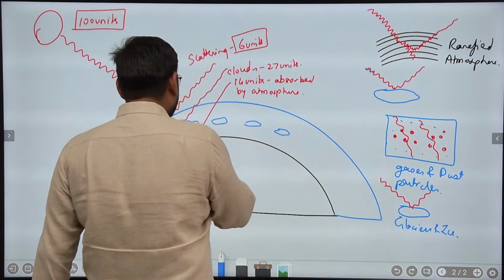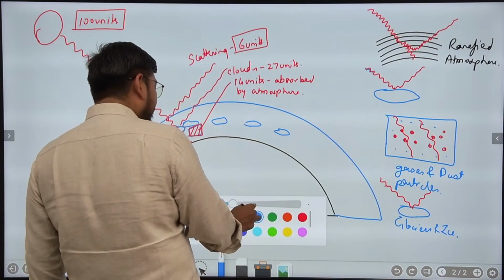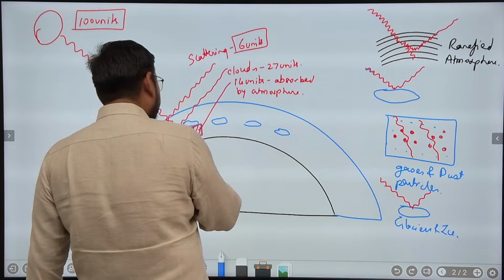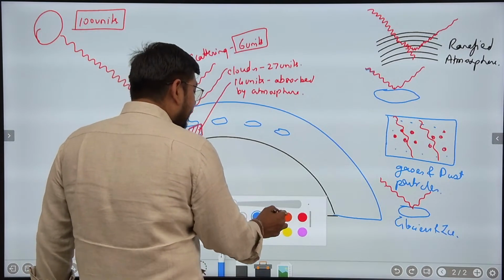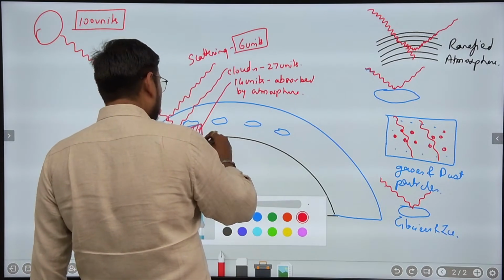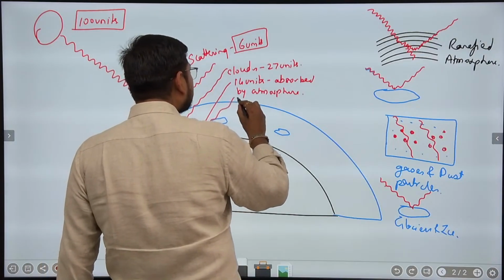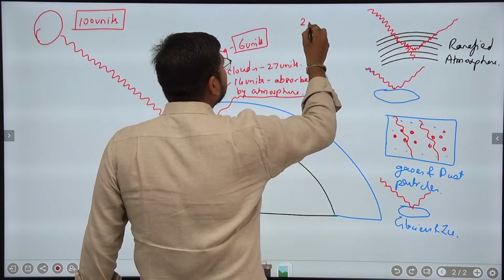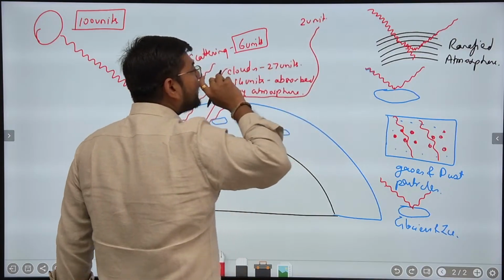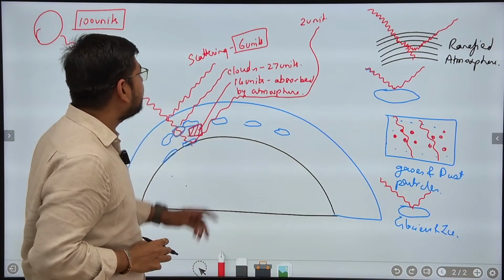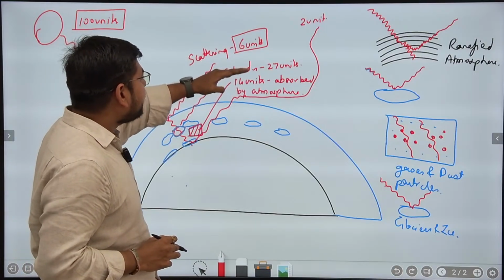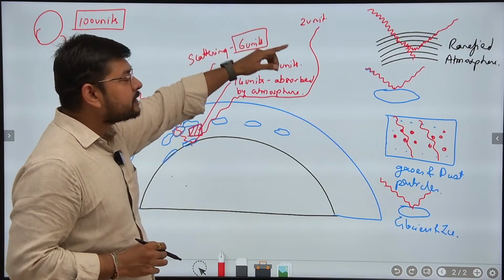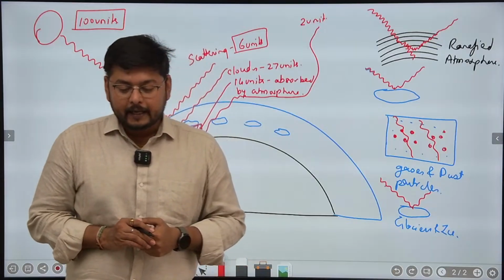Now, in this case, what we are seeing is that this is hitting the surface of Earth, where we have the presence of glaciers and ice. In this case, almost 2 units of energy are reflected back directly from this part. So we can see 6 plus 14, 20 plus 27, 47 plus 2, that is almost 49 units present here.